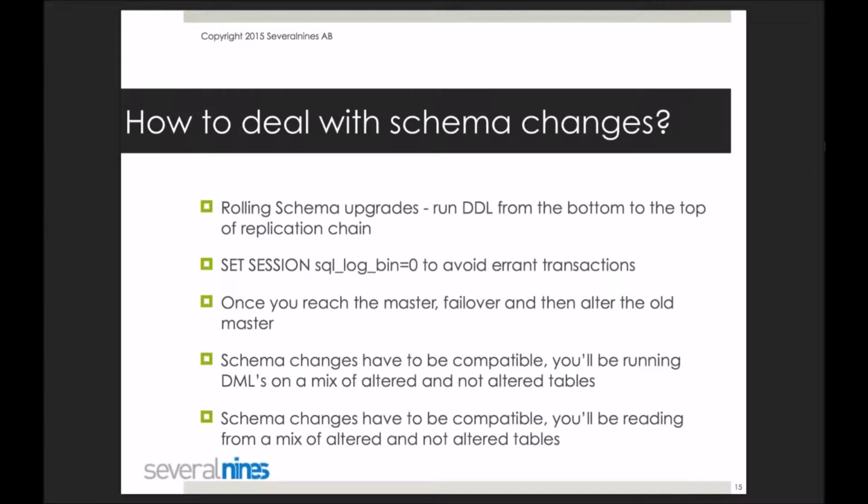Another option is to run, of course, the rolling schema upgrades. So this is, as I said, a process of executing the change from the bottom to the top of the replication chain. So we are going slave by slave, one by one, implementing the schema change. And then at some point we fail over to one of those slaves, and finally we execute it on the master.